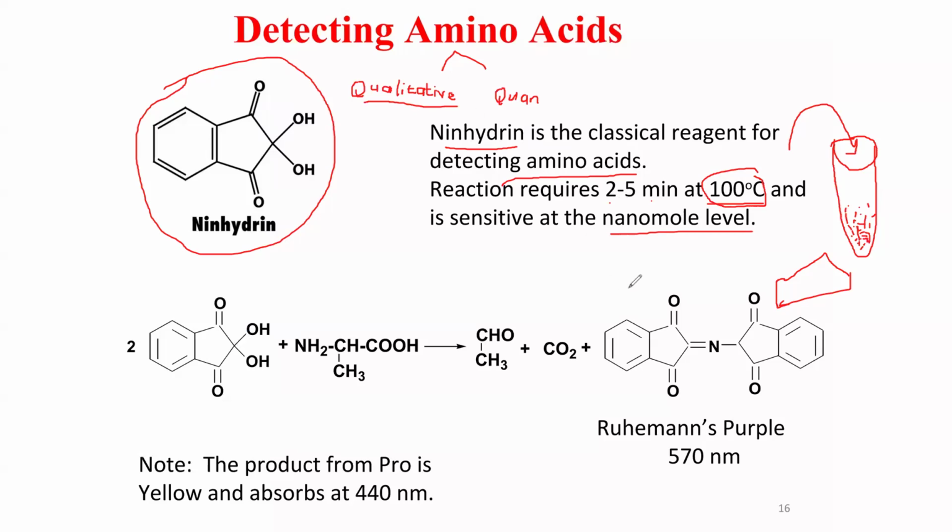A spectrophotometer is an instrument that's used to detect the absorbance of a particular material. So now you have it here, and this is your amino acid, and this is your ninhydrin.